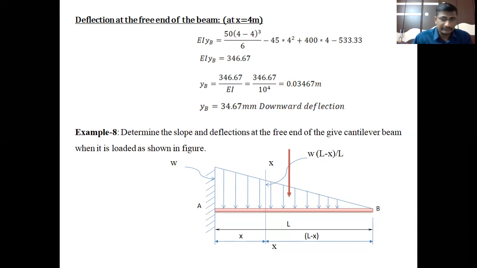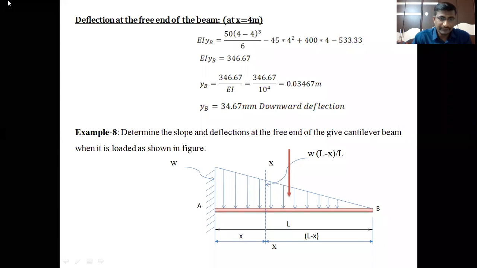Okay, this is the load, which has maximum load intensity at the fixed end and 0 at the free end. This is a UVL having the length L. Okay, this represents the concentrated load. Let us take the XX section at a distance of x from the fixed end. Okay, students.